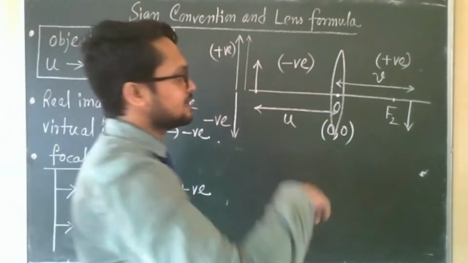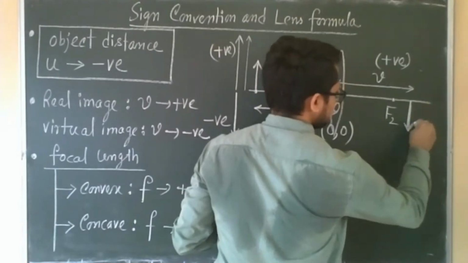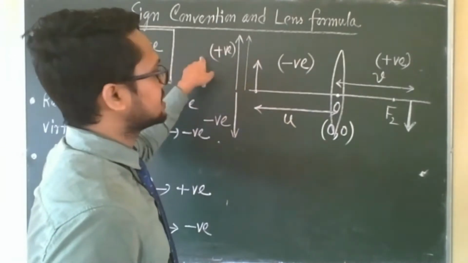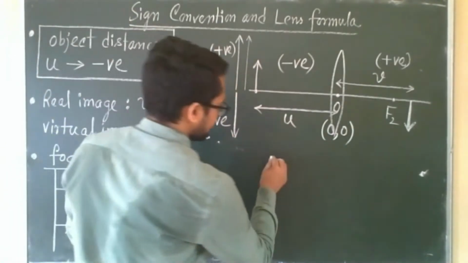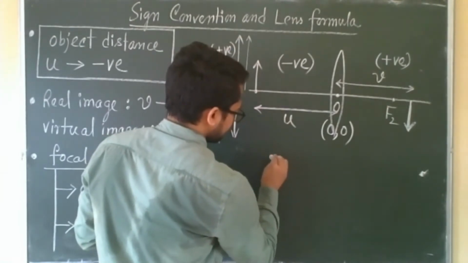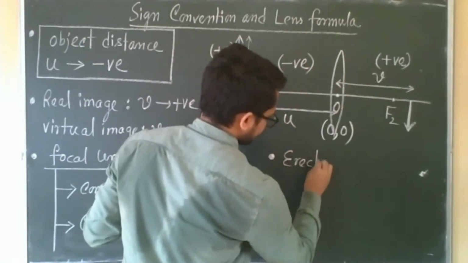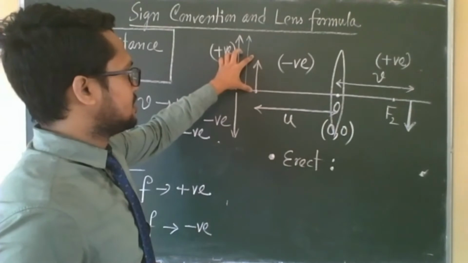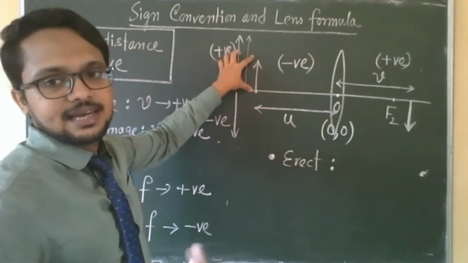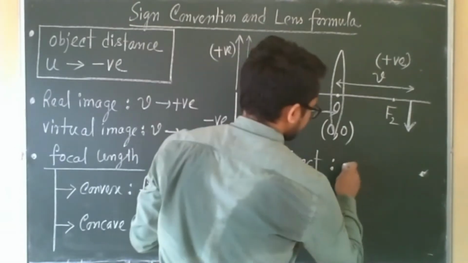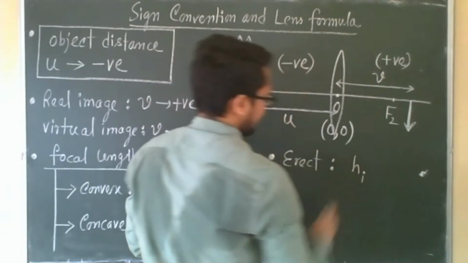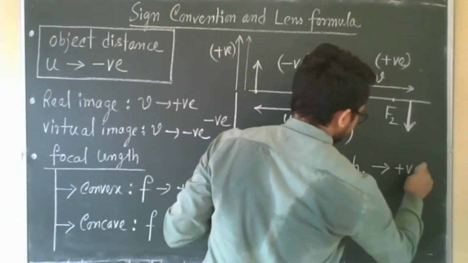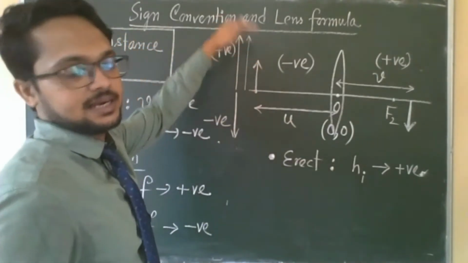Inverted image means it will be like this, to the downside of the principal axis. So downside means negative, upside means positive, right? So first point, erect image. For erect image, here we are taking height of the object and height of the image. For erect image, height of the image, erect means on the same side of principal axis, so it is positive. Okay, this side upside.